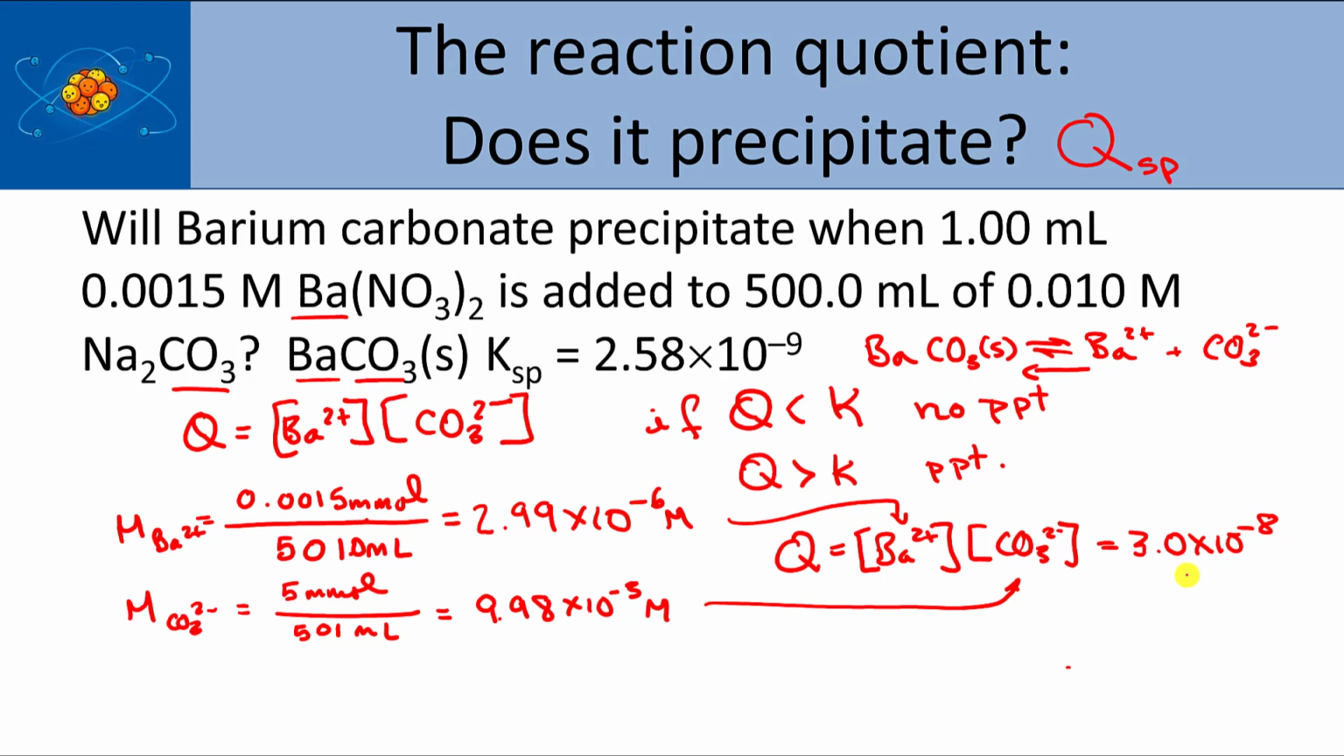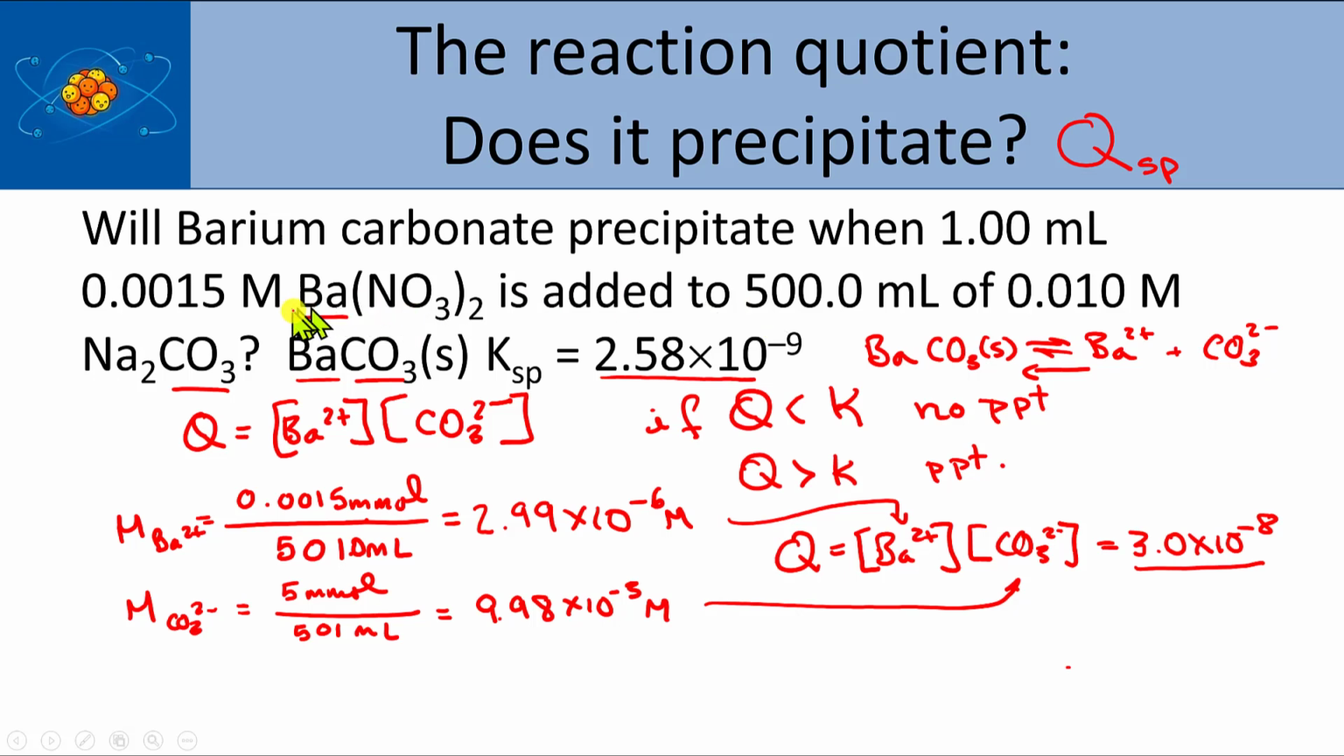So then what I have to do is compare this to this, right? And it ends up being about an order of magnitude bigger. It doesn't matter how much bigger it really is. But what it tells us is that the barium carbonate, because Q is bigger than K, will precipitate out of the solution. Okay.